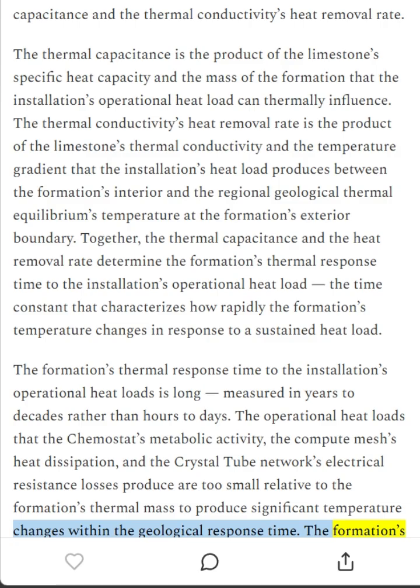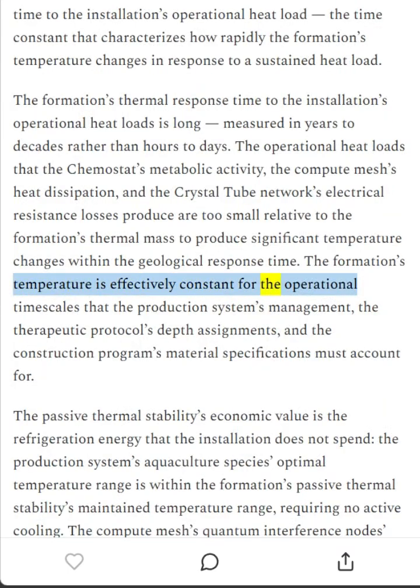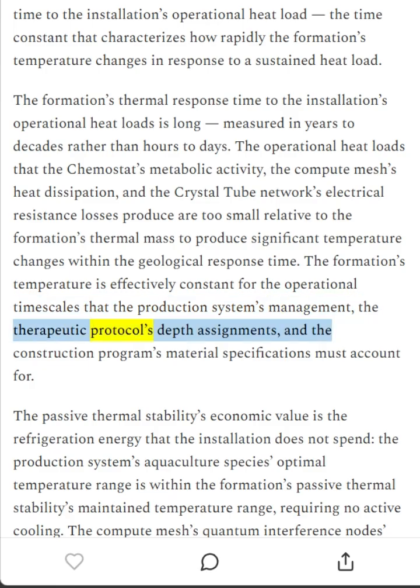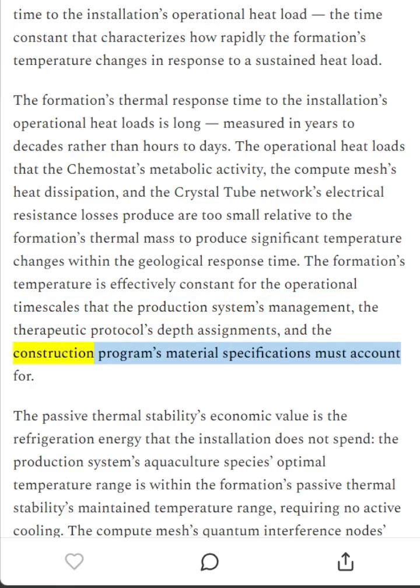The formation's temperature is effectively constant for the operational timescales that the production system's management, the therapeutic protocol's depth assignments, and the construction program's material specifications must account for.